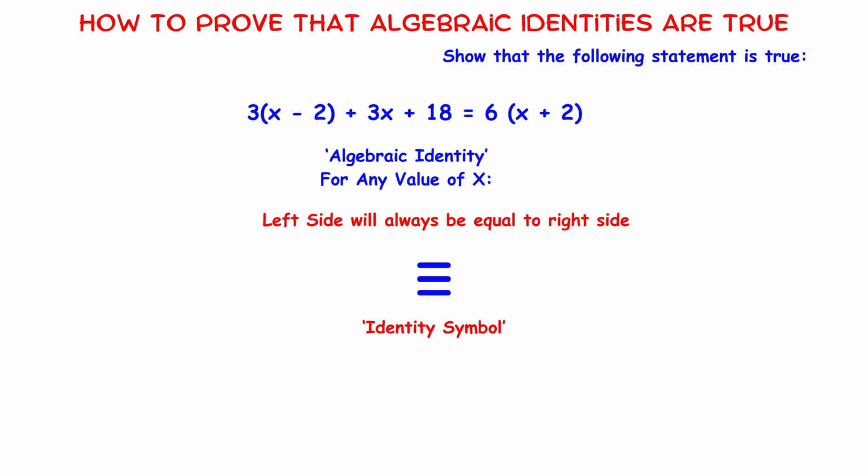an identity symbol. Now, how to use identity symbols is a whole other topic, but all you need to know for proofs is that if an equation contains an identity symbol, you can't move terms from one side of the equation to the other side. For example, in this equation, we couldn't subtract 18 from both sides to move the 18 term from the left to the right. That isn't allowed with these identity equations.